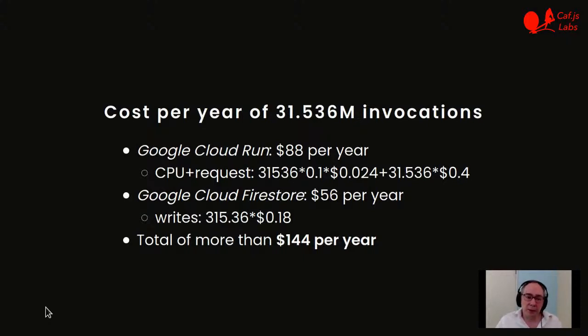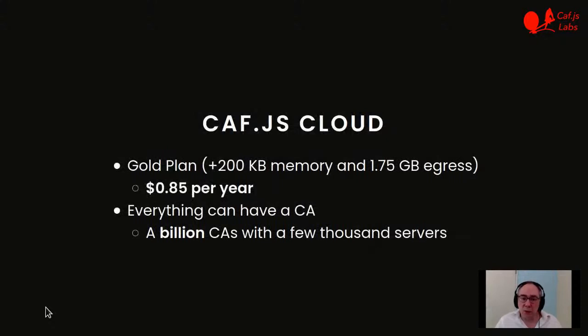The idea here is that the cost per year, if you were to use a standard serverless platform like Cloud Run, or a database with fast writes like Cloud Firestore, would be in the order of $144 per year. That is too expensive, right? There are very few things that could afford to have one of these entities running on behalf of your device for a year for $144. Instead, with the Caf.js cloud, that costs about 85 cents.